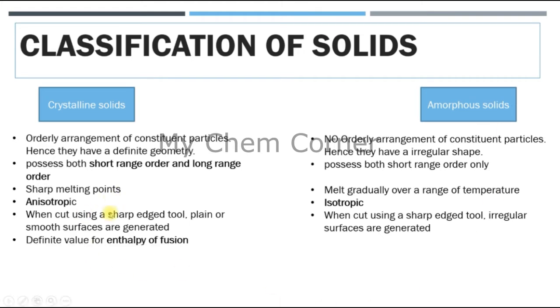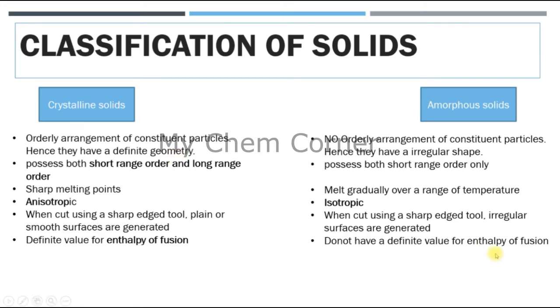Then we're going to talk about definite value for enthalpy of fusion. So what is the meaning of this enthalpy of fusion? Let's break the term. Enthalpy basically means energy. So here, how much energy change is required when you're trying to heat a solid? When you do this process, it's going to give you a definite value for a crystalline solid. Again, you get a definite value for a crystalline solid because there is orderly arrangement of constituent particles.